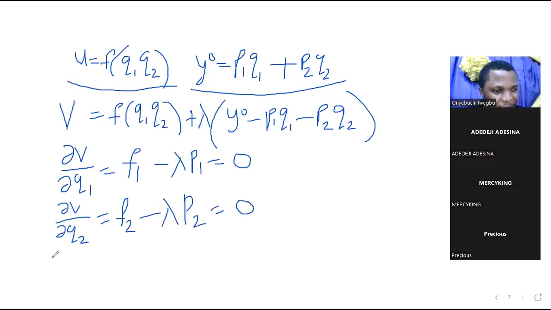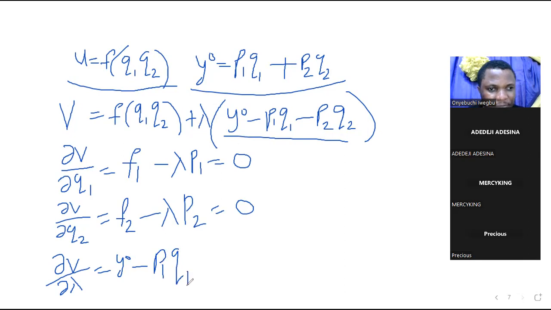Then if I differentiate this function with respect to lambda, what will I have? All of lambda, if I differentiate with respect to lambda, lambda will go. I'm left with all of this. So that will now be equal to Y0 minus P1 Q1 minus P2 Q2 equals 0. This is the first order condition, and I will solve.